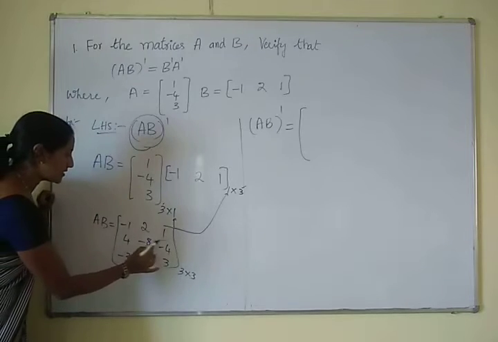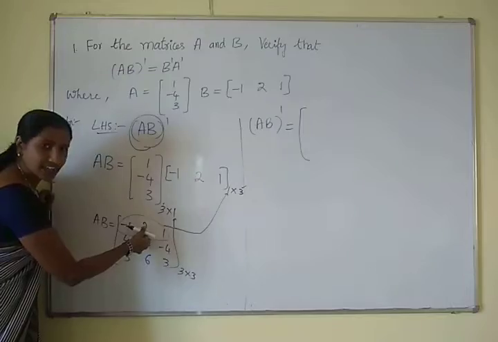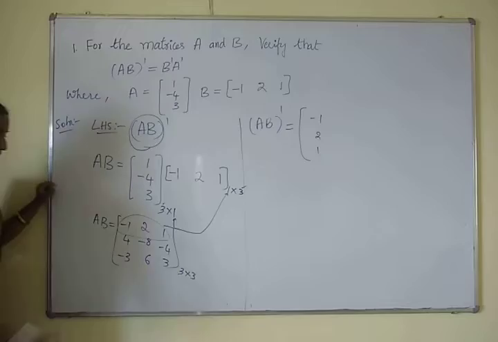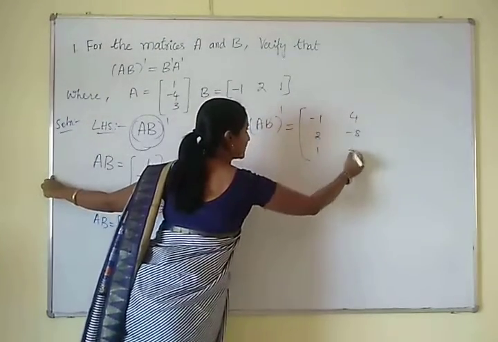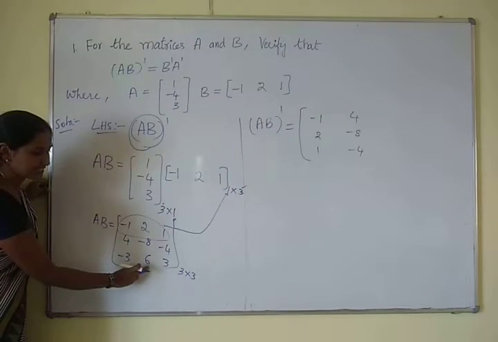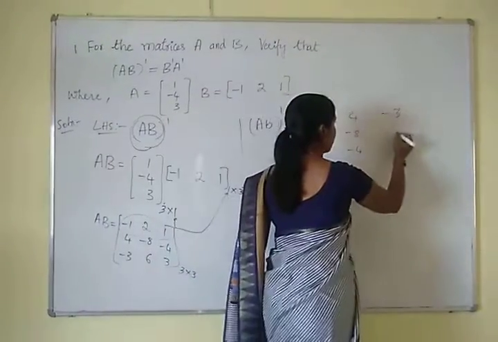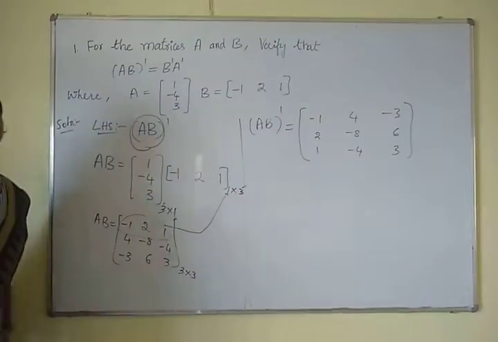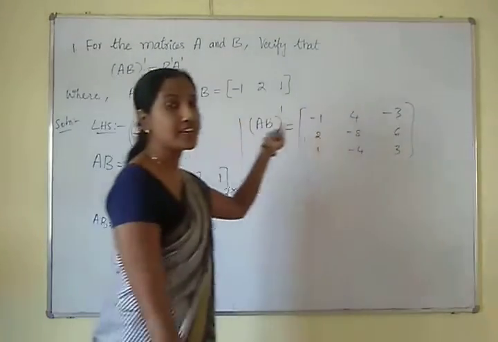Let's begin. See here. Minus 1, 2 and 1. It is in a row. Okay. So make it a column. Next. 4, minus 8, minus 4. Next. Minus 3, 6, 3. So I should write like this, right? So this is just the transpose of matrix AB. So we are done with the LHS part.